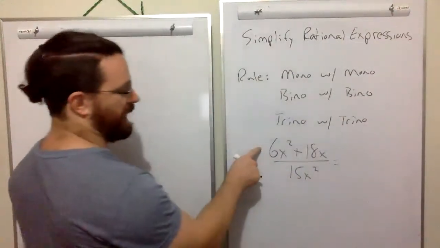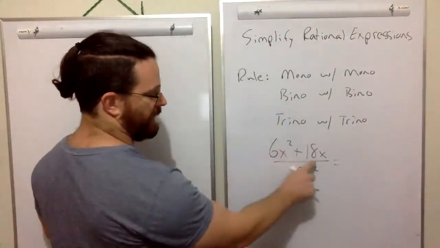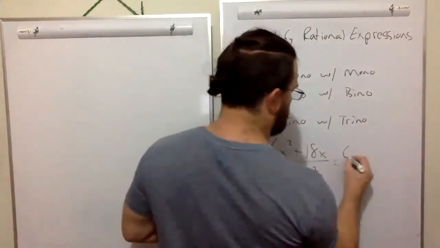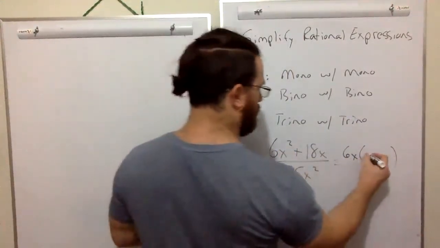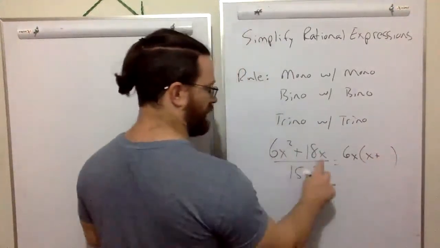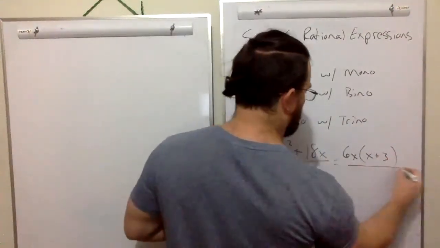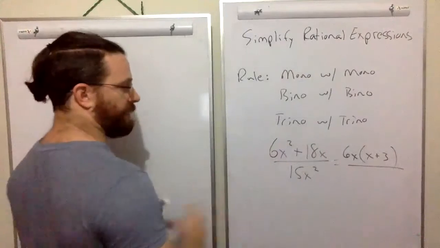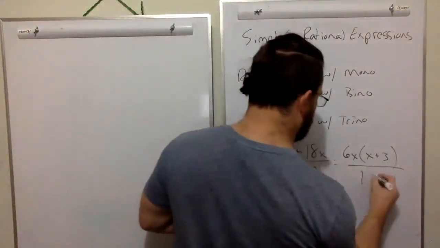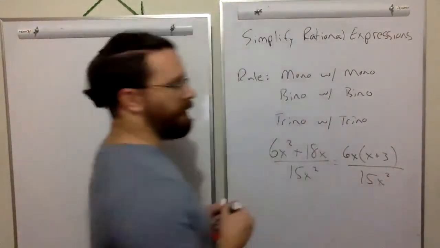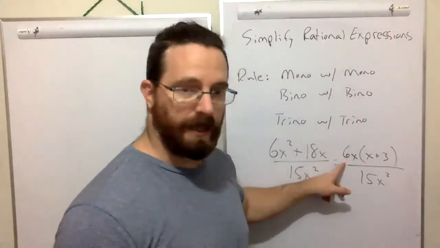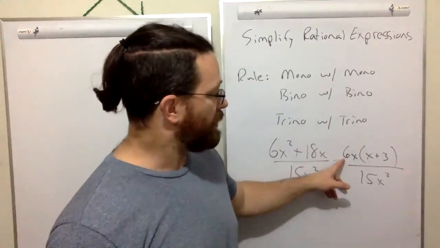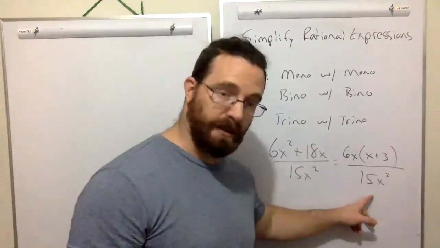So I'm going to factor the top. On the top, I could take out a 6 and an x. So 6x, and then put parentheses. This will leave me with x plus, take a 6x out of here, and I get 3. So I factored the top. On the bottom, you still have 15x squared. Now that I factored the top, notice, now I do have a monomial on the outside. So I have a monomial that can reduce with this monomial.